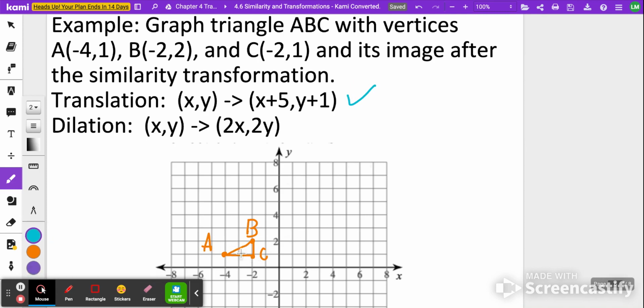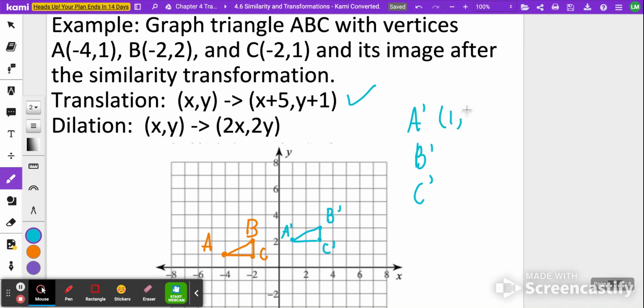Remember, we can do that by choosing a point. You can start with point A and go 5 to the right, 1, 2, 3, 4, 5, and up 1, which would get it to (1, 2). Let's go ahead and do that same thing for points B and C. Now we have the following points labeled after the translation for A prime, B prime, and C prime. What might be helpful is to go ahead and label A prime, B prime, and C prime so that we can dilate it correctly.